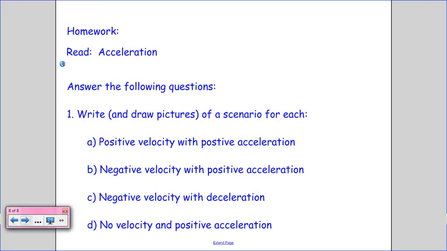It would probably be helpful when you draw your pictures to include both velocity and acceleration arrows. Make sure they're pointing in the proper direction, and you might want to show size or magnitude by the length of your arrow. So if your object is going really, really fast, but it has a tiny acceleration, make a really long velocity arrow and a really small acceleration arrow. Have these ready to be turned in the next time we meet.